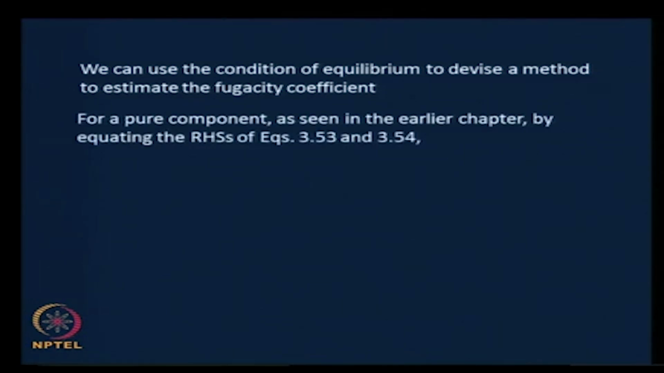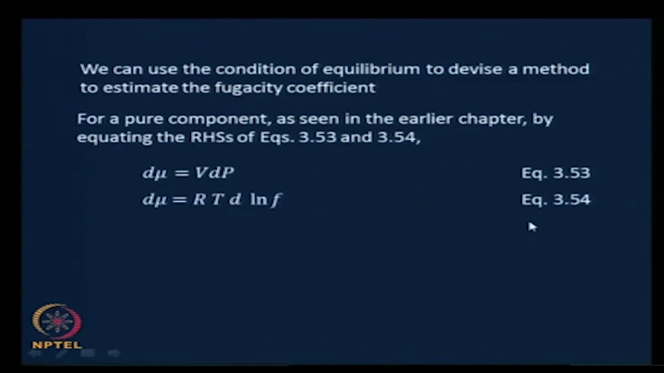For a pure component, we have already seen this equation in module 3, d mu equals V dP under certain conditions. This was 353, and d mu equals R T d ln f. This was equation 354, f being fugacity. So, since these are equal, if we equate these two, we would get R T d ln f equals V dP. Let us call this equation 531.